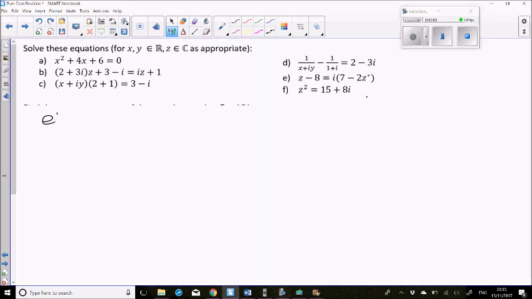Right, in part E, you can see we're solving z and its conjugate. A good way to solve this is to replace z with a plus bi or x plus iy, pick your favourite letters, and that means we can then replace its conjugate as well with a minus bi. If you look back at the previous questions, then what we want to do is expand this out, equate the real and imaginary parts, solve for a and b.